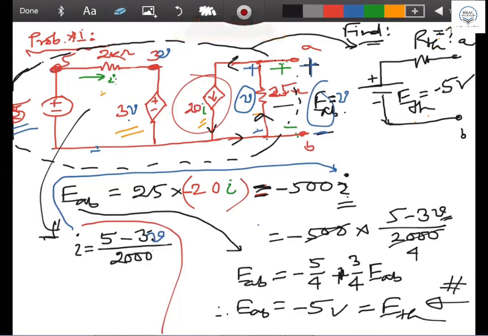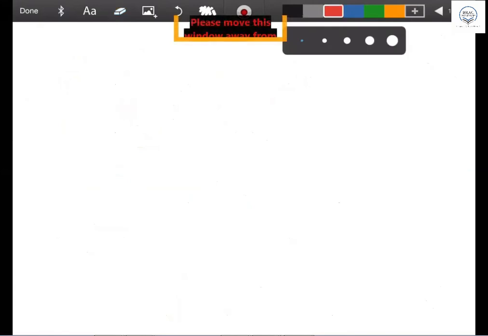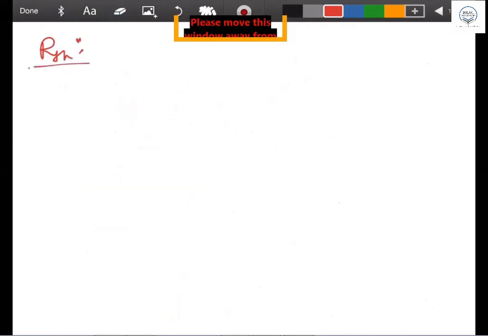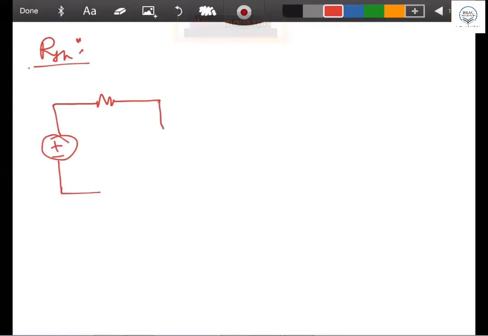Now, let us go to the next step. We are going to find the value of R Thevenin. Listen, first of all, we can draw the circuit. The circuit was like this, and you have to redraw the circuit for Thevenin. Just don't draw first. Let me draw and show, then you can draw it.